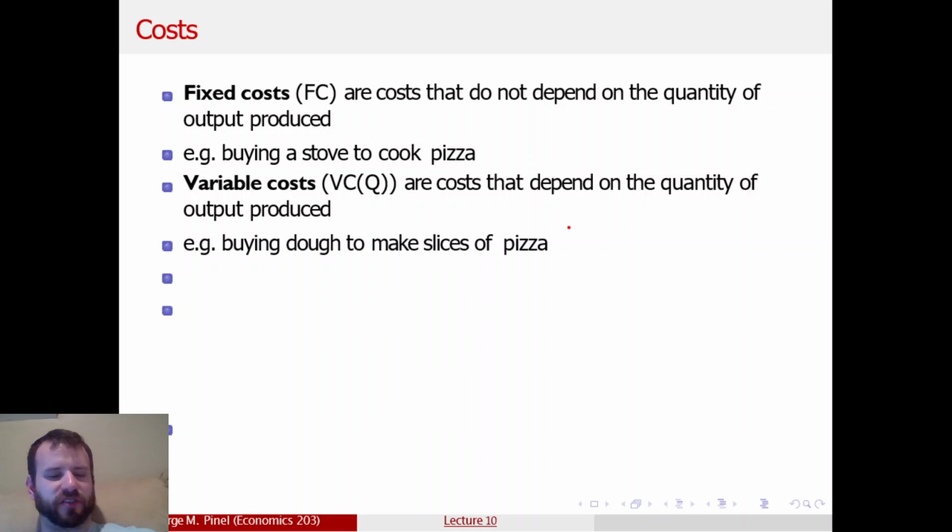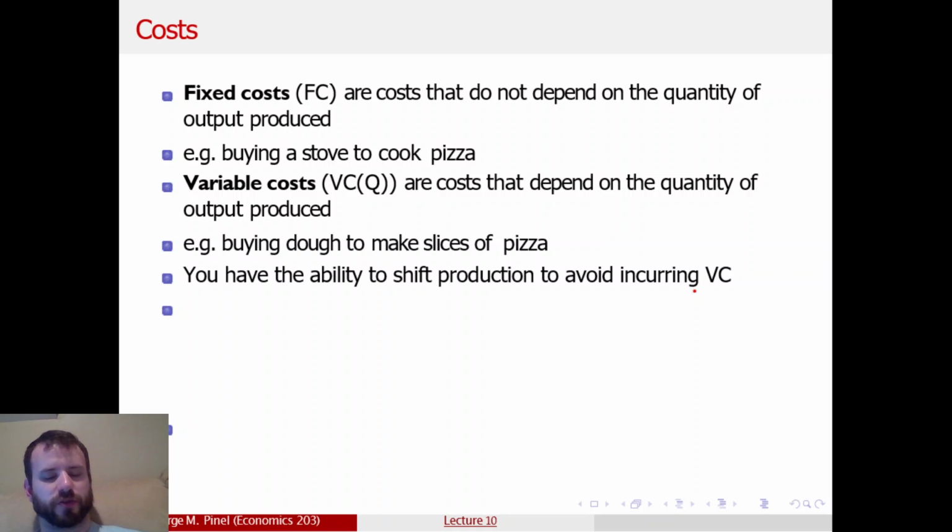So fixed cost is basically anything that's not quantity dependent. It's the cost that you incur upfront generally, or that you pay for a particular period of time. Whereas variable costs are variable in the sense that if you want to increase your quantity, you increase your variable costs. Okay.